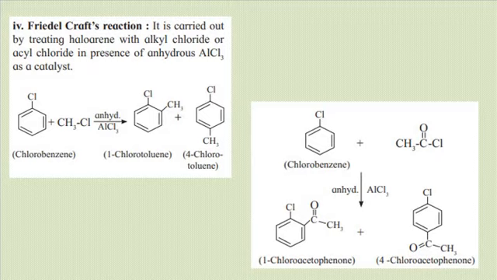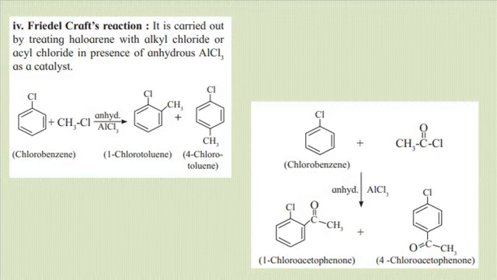And during acylation, when you are treating chlorobenzene with acetyl chloride in presence of anhydrous AlCl3, you would be getting a COCH3 group on ortho and another compound on para position. The compounds' names would be 1-chloroacetophenone and 4-chloroacetophenone. So these are the electrophilic substitution reactions of aryl halides.